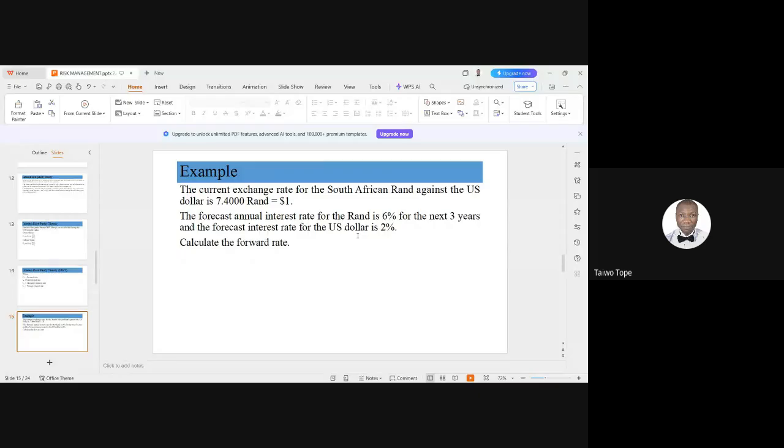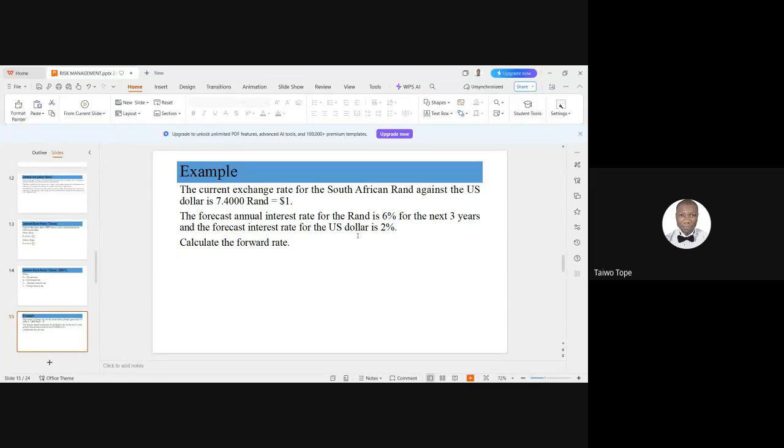Let's look at this example in relation to that. The current exchange rate for the South African rand against the US dollar is 7.4 rand to $1. The forecast annual interest rate for the rand is 6% for the next 3 years, and the forecast interest rate for the US dollar is 2%. Calculate the forward rate.